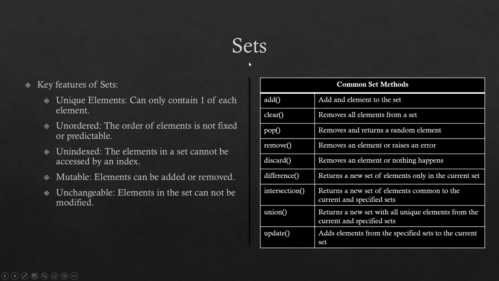In this video, I'm going to introduce you to sets. Some key features of sets are that they can only contain unique elements, meaning that they can only contain one of each element. They are unordered. The order of elements is not fixed or predictable, and if you do something like print a set out to the console, the order in which the elements are shown is not always the same.